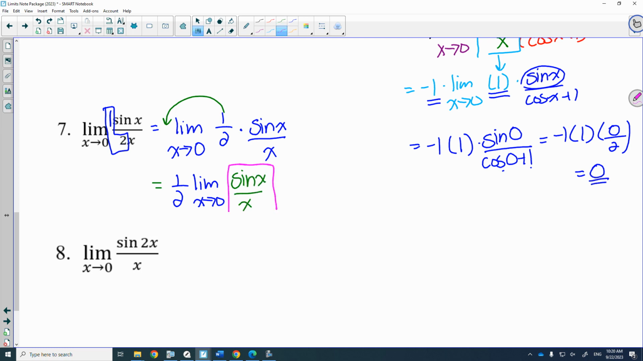There is my case that I always look for, sine of x over x, or I want to look for x over sine of x, but that's 1. So it's going to be equal to 1/2 times 1. This limit will approach 1/2.